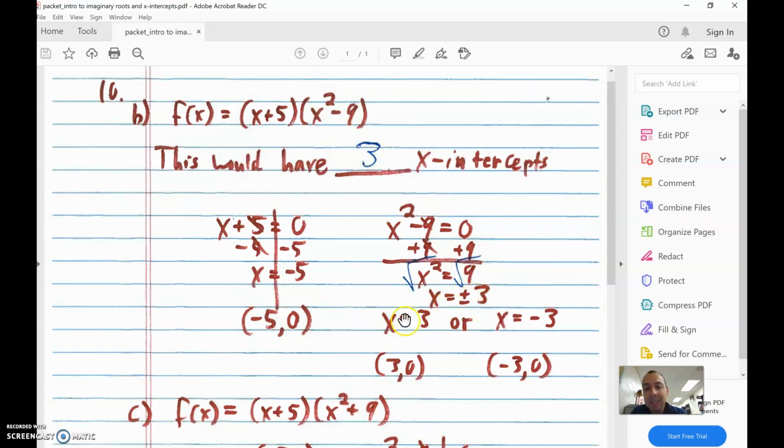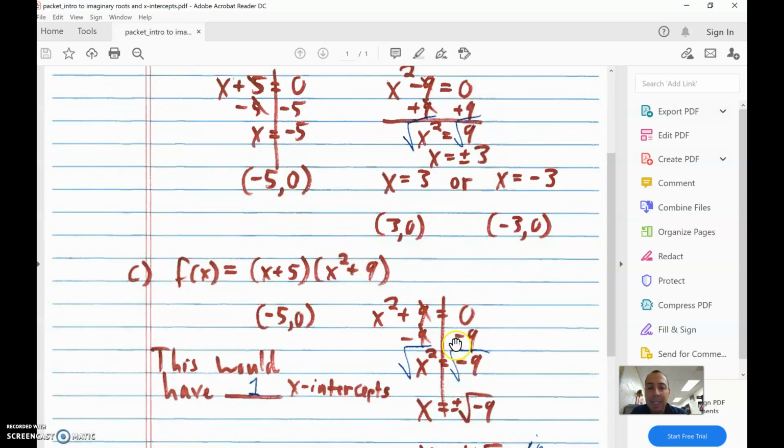numbers. Because, look, if you took 3 and you squared it, you'd get 9. But if you took -3 and you squared it, you'd still get positive 9 because -3 squared is positive 9. So there's my three x-intercepts, -5, 3, and -3.